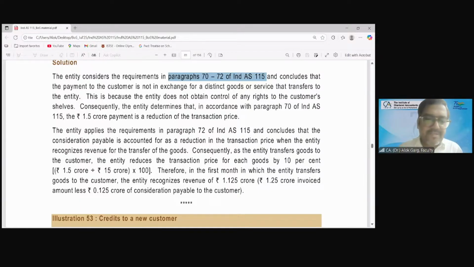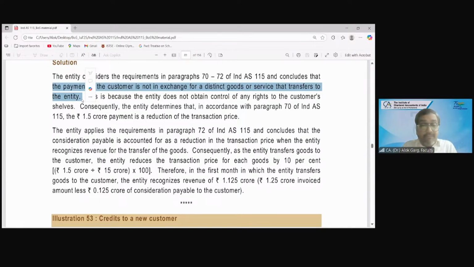Anyways, so let's read the answer which is given in the study material. The entity considers the requirement in Ind AS 115 and concludes that the payment to the customer is not in exchange of distinct goods and services that transfer to the entity. Is this aligned with the answer which I have given? It is not for the distinct goods and services. That is why we have netted it off from the revenue.